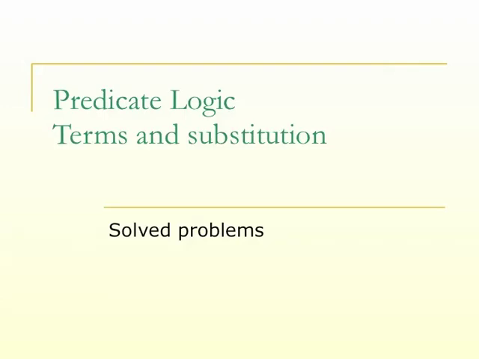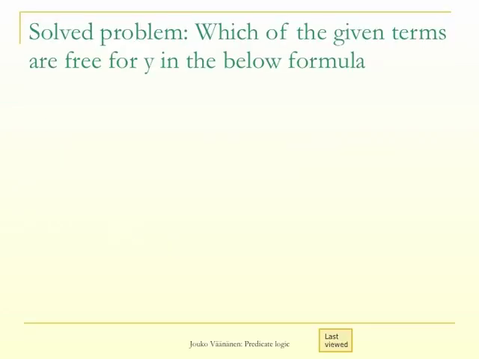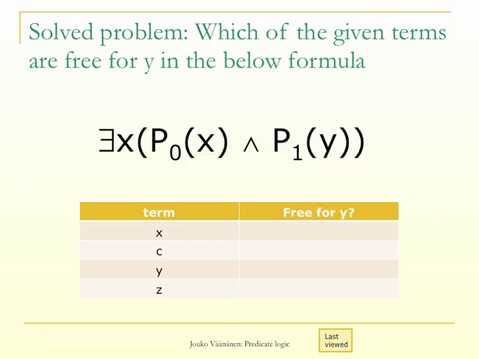Terms and substitution. Solved problems. The first problem. Which of the given terms are free for y in the below formula? The formula is there exists x, left parenthesis b0 x and b1 y, right parenthesis.